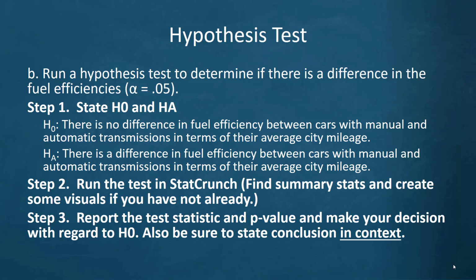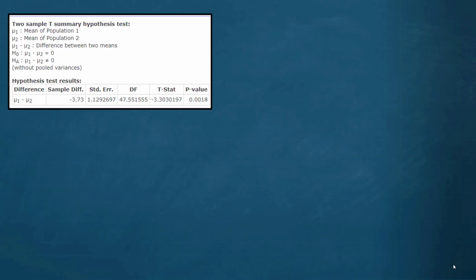Okay, so now we're going to report this test statistic, p-value, and then make a decision with regard to H0. So either reject or fail to reject. And then an important part, be sure to state the conclusions in the context of the problem. So what do I mean by that? So here's the summary of the two-sample t-test.